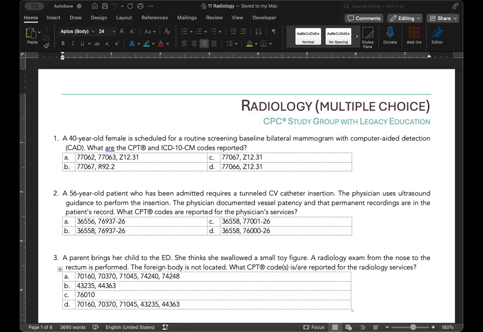Do you guys see that? So what codes does it give us for screening mammography that we want to go look at? 77067. Yep. So let's go look at our CPT code 77067. Make sure that our code description matches.